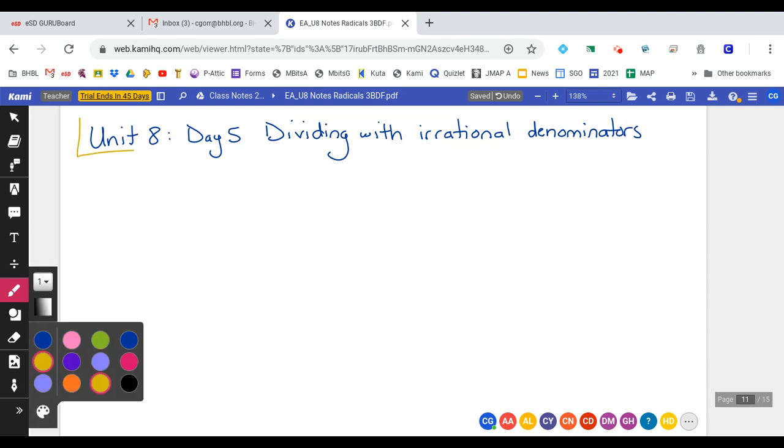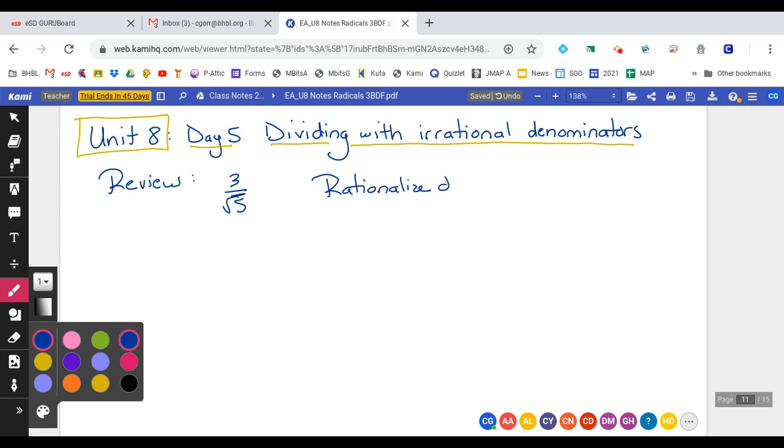Today we're going to talk about Unit 8, Day 5, and we're going to divide with irrational denominators. So if you watched the last video, if you have an irrational number in the denominator, something like 3 over radical 5, we need to rationalize the denominator by multiplying by, in this case, radical 5 over radical 5.